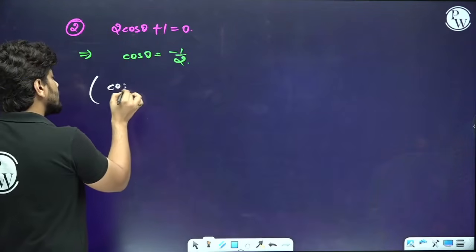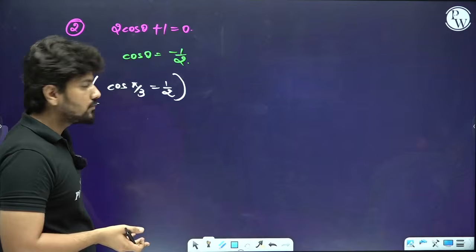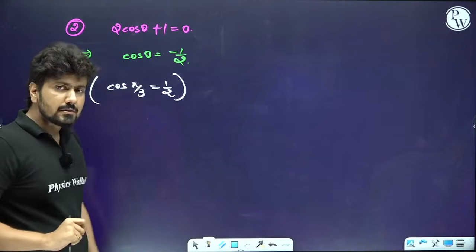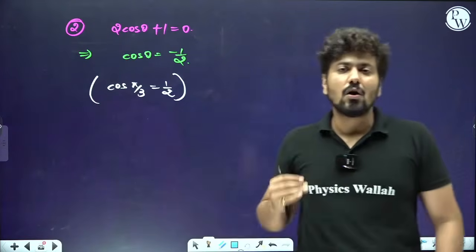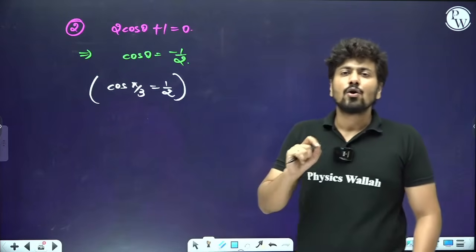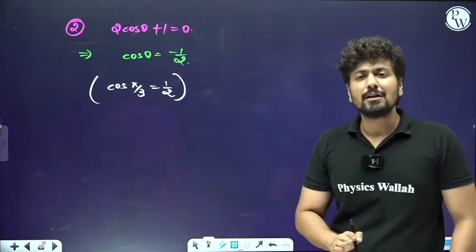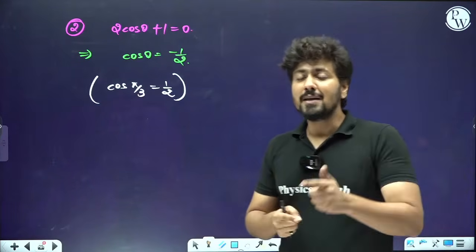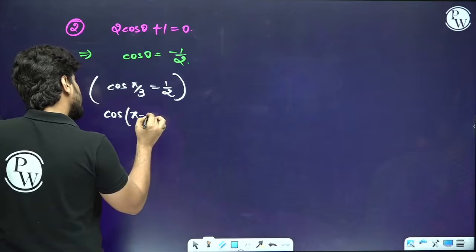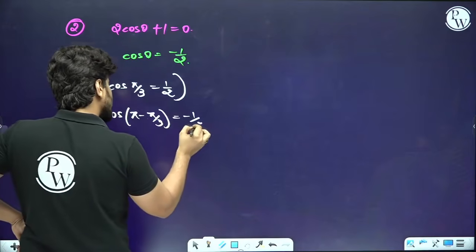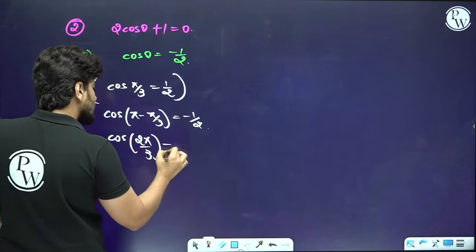Let me write it. We know that cos pi by 3 is 1 by 2. Right? We know that. And we are getting negative values. So we get negative values either in the second quadrant or in the third quadrant, for cos is negative in the second or third quadrant. So we know that cos of pi by 3 is 1 by 2. So cos of pi minus pi by 3 will be minus 1 by 2. And pi minus pi by 3 is 2 pi by 3. Cos of 2 pi by 3 is minus 1 by 2.